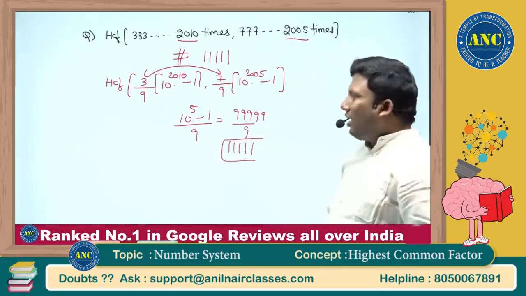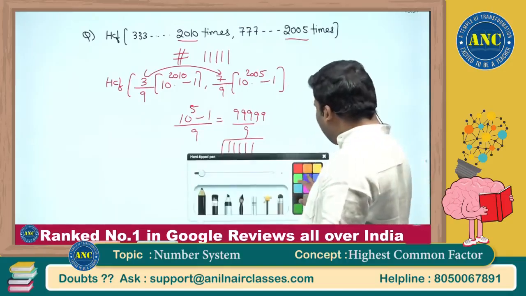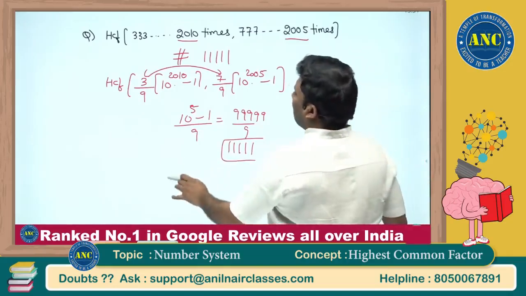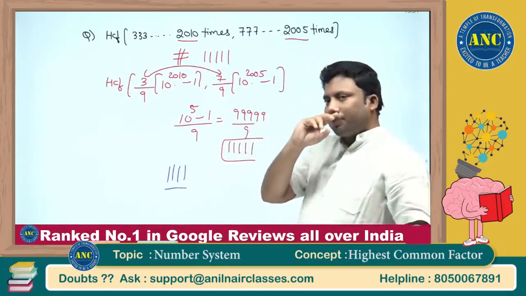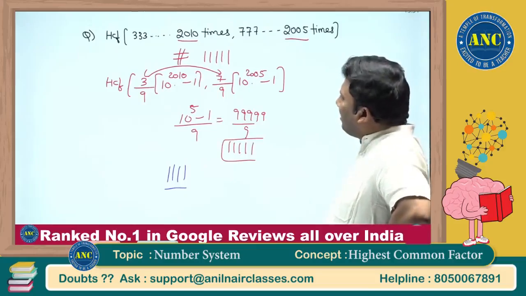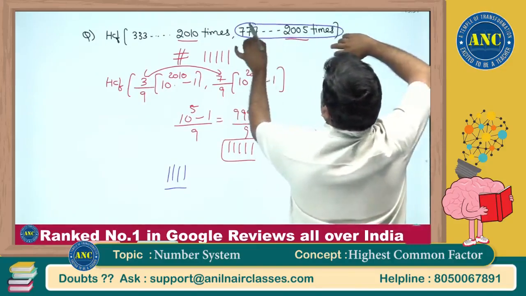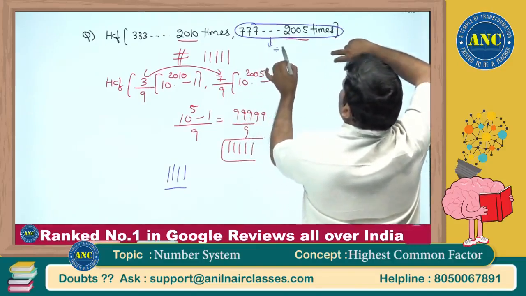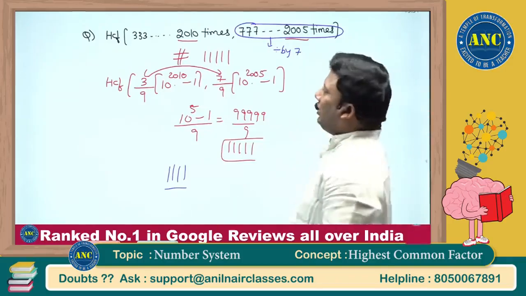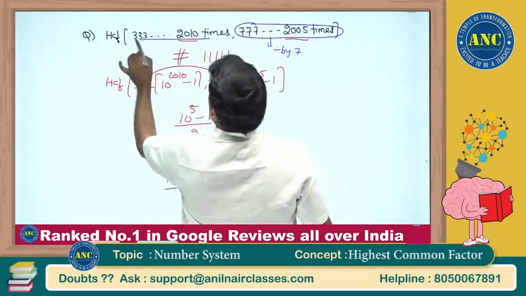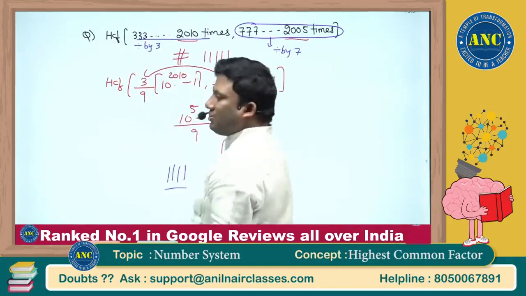There is a small calculation mistake which you made. Now see here. Till here it is right, 5 ones it is right. Now listen carefully, sir. This is 777 written 2005 times. Can I say that it is divisible by 7? And 3333333 written 2010 times seems to be divisible by 3.